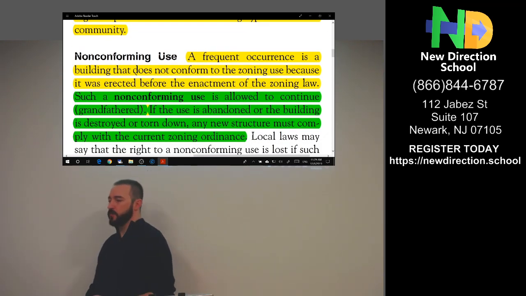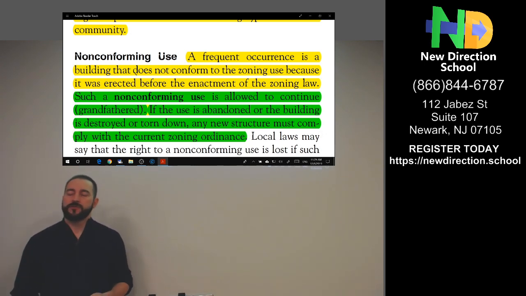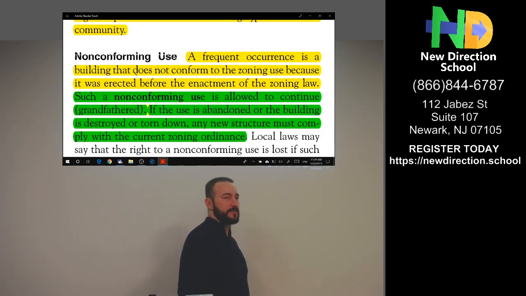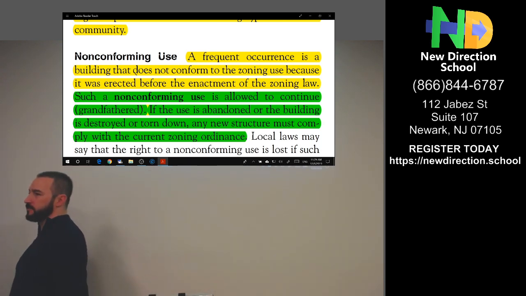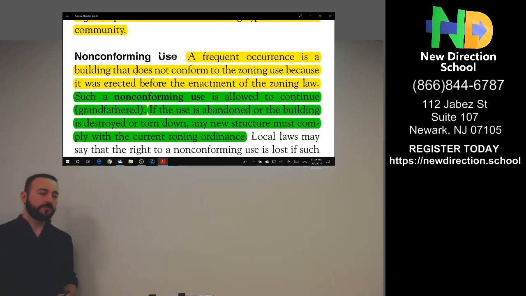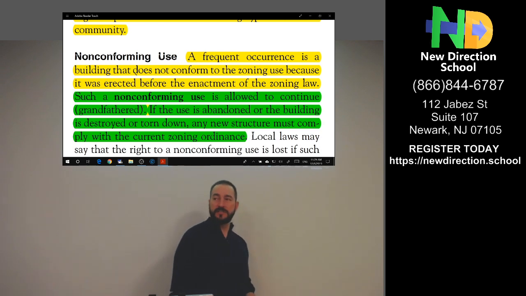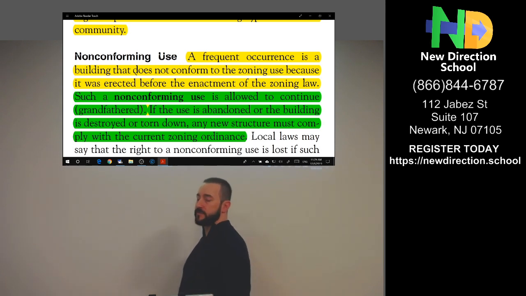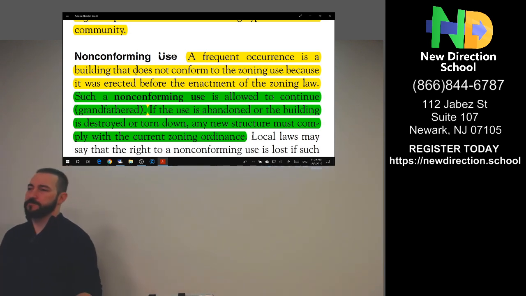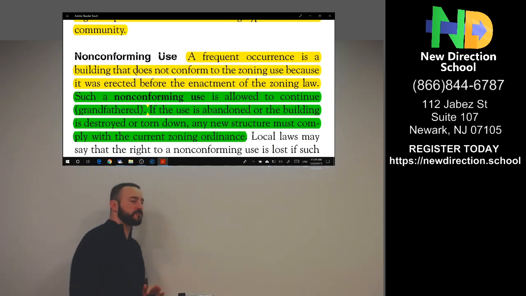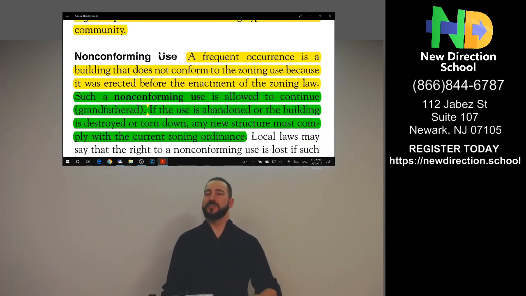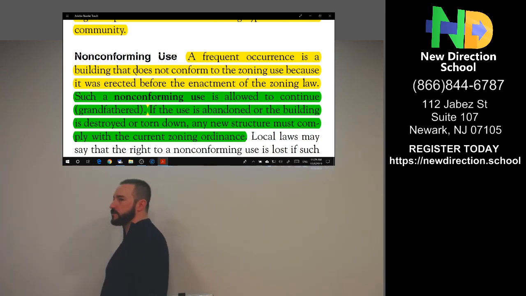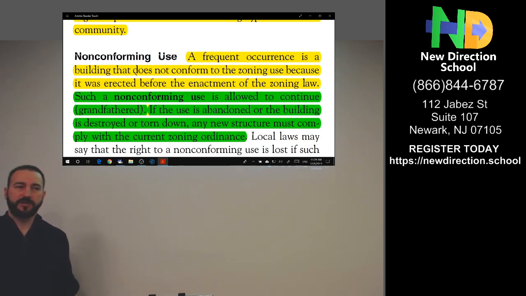Next we have non-conforming use. So conforming means it goes according to guidelines, okay? Or according to standards. Non-conforming obviously means it goes against the standards, right? So, a frequent occurrence is a building that does not conform to the zoning use because it was erected before the enactment of the zoning law. So let's look at this building right here. Let's assume that this building is strictly commercial. What if the zoning tomorrow changes to residential? What if the zoning changes to residential? Do we have to change the building to be residential?